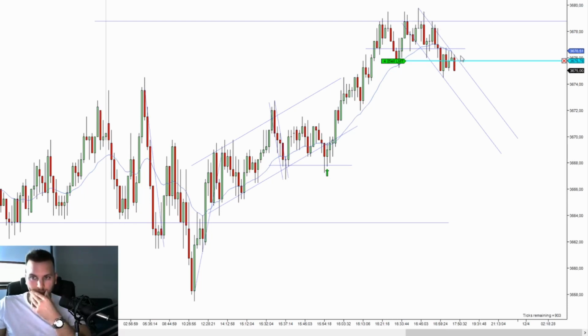Another bounce off the trend line. Come on, put me back a little bit. Yeah, I'm expecting a lot of bearish activity to now come into the market. Looks like I missed this. Yeah, it's over.